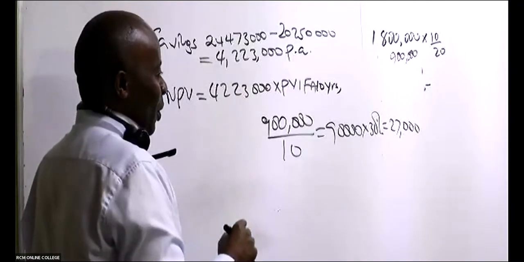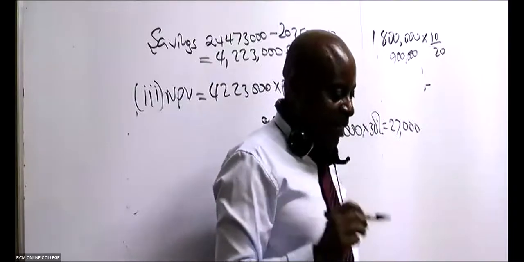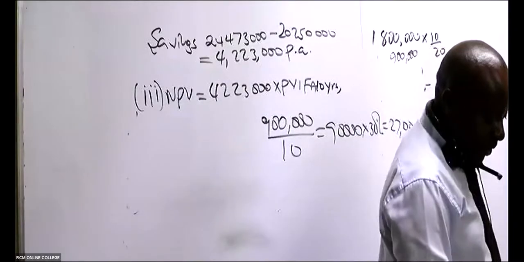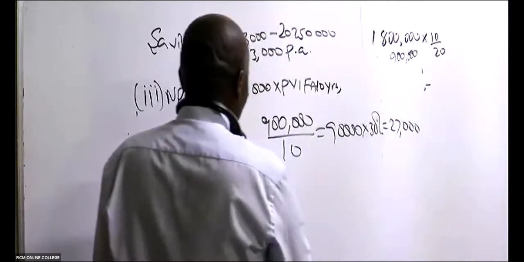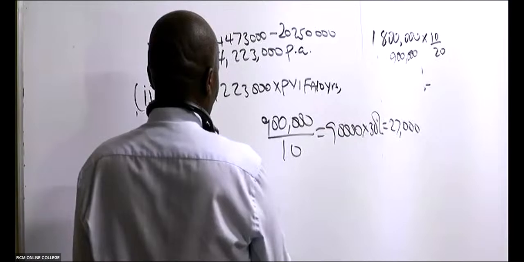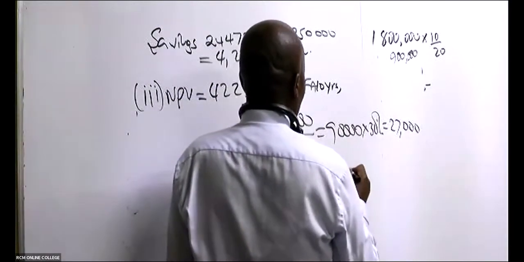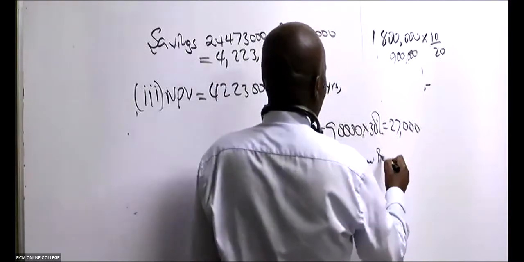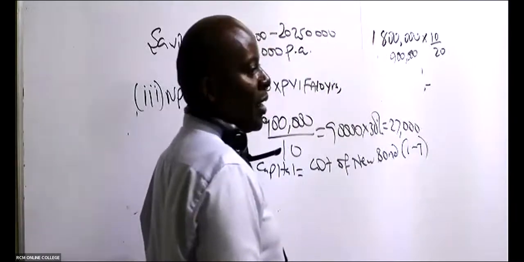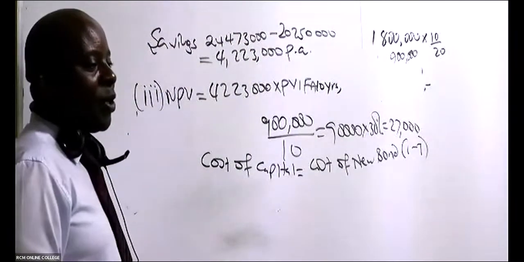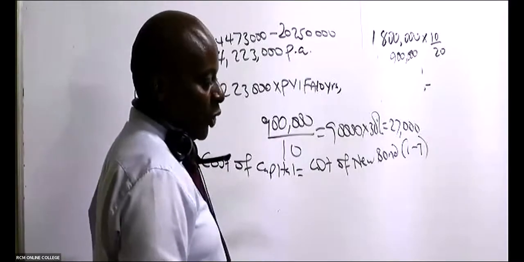Now you see, this PV will be for 10 years. What is the cost of capital? The online ninjas, what is the cost of capital? It has to be the new debt, isn't it? The cost of new debt. So cost of capital will be equal to cost of new bond multiplied by 1 minus T, where it has to be after tax. Cost of new bond less tax.